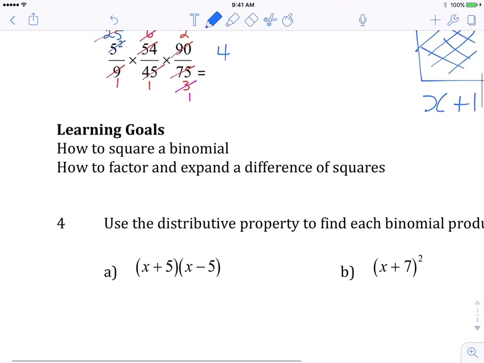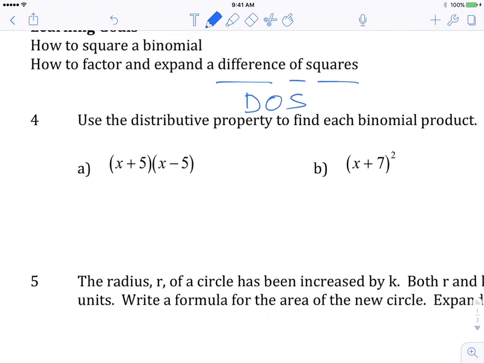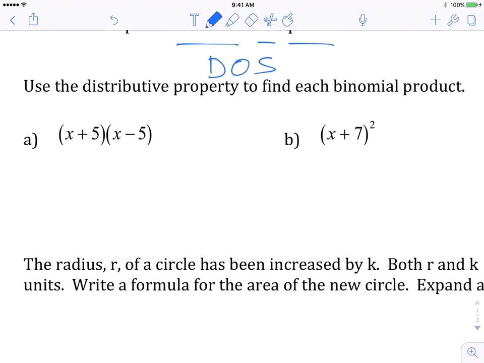The learning goals here are how to square a binomial and how to factor and expand a difference of squares, or a short form for that would be DOS. Okay. Use the distributive property to find each binomial product. This is a blast from the past for lesson 5.1 when we learned how to multiply polynomials and find binomial products. So x times the x gives us x squared. X times negative 5 gives us negative 5x.